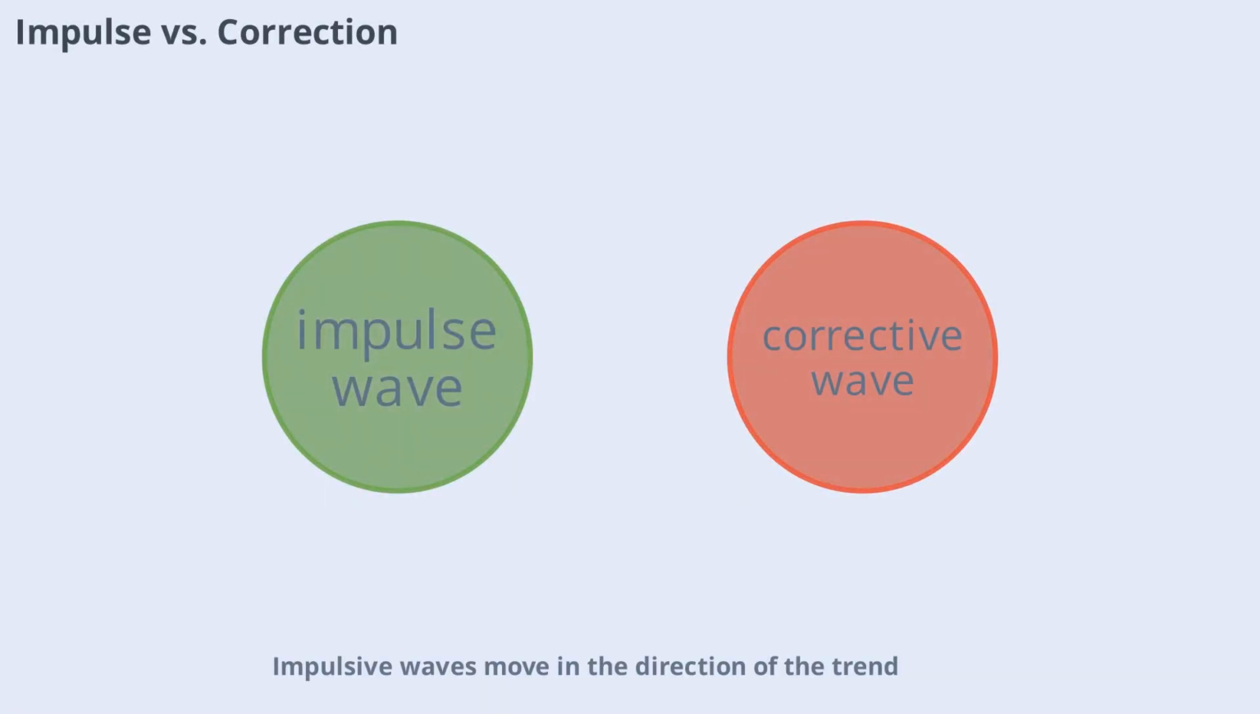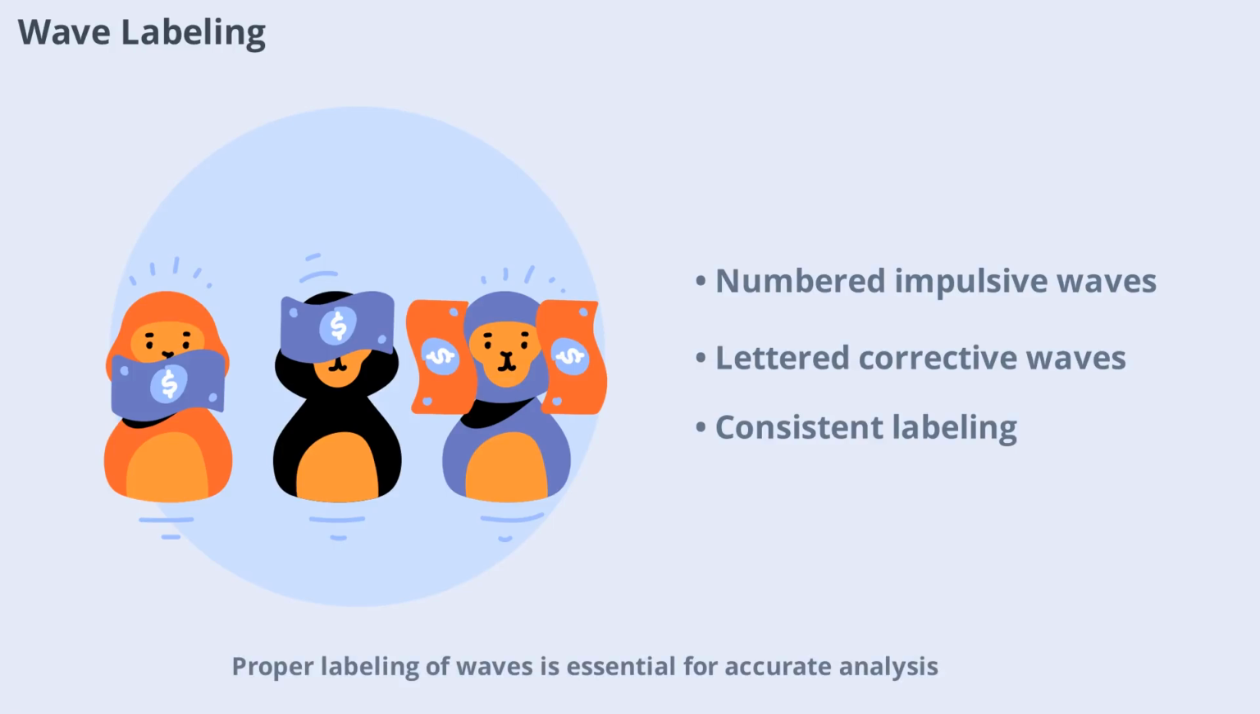Impulsive waves move in the direction of the trend, while corrective waves move against it. Impulse waves are numbered 1-5, and corrective waves are lettered A, B, and C. Understanding the difference between impulse and correction is crucial for identifying trend direction and timing entries and exits. Proper labeling of waves is essential for accurate analysis.